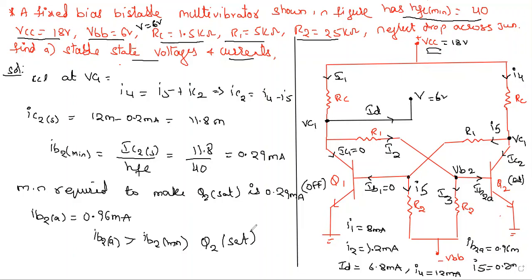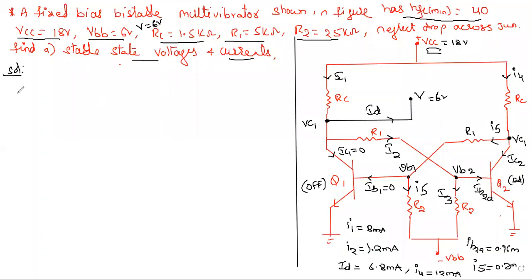Now, once we know that Q2 is in saturation, let us calculate the status of Q1. To know the status of Q1, we must know the value of VB1 over here. If VB1 is negative, then we come to know that Q1 will be in cutoff. Let us calculate that.